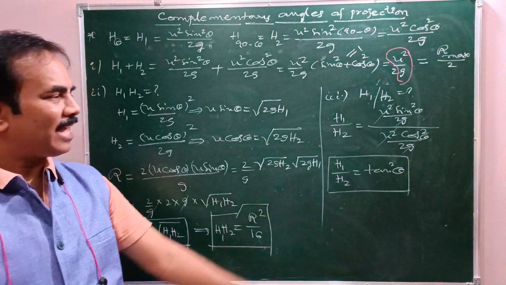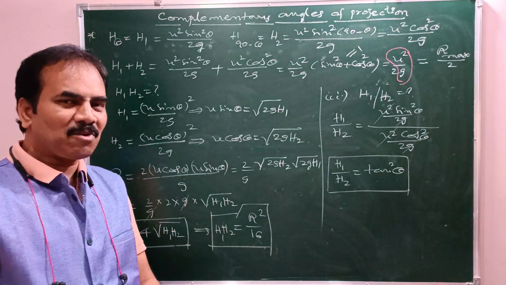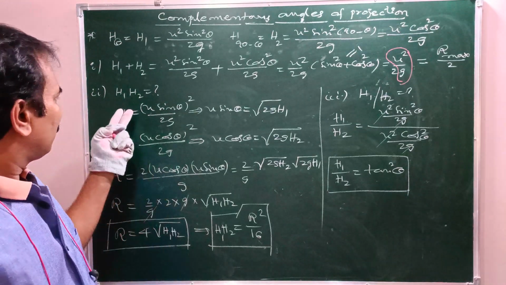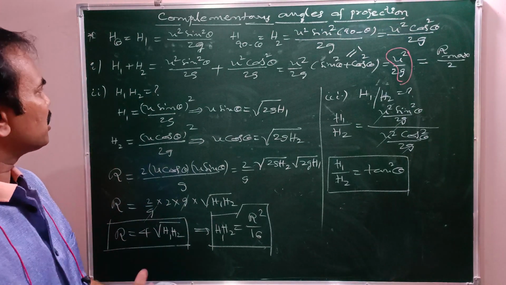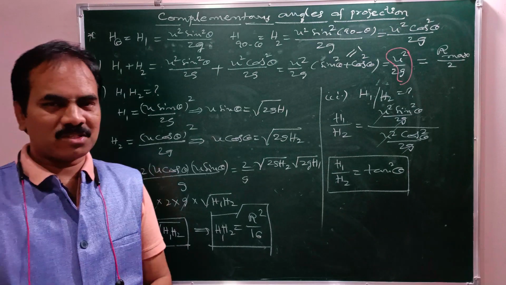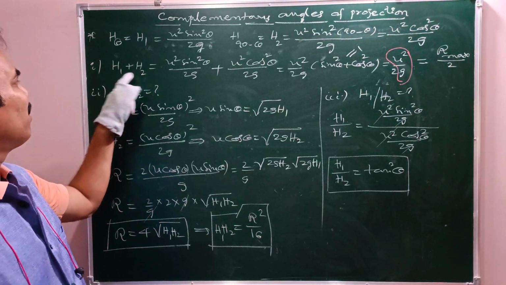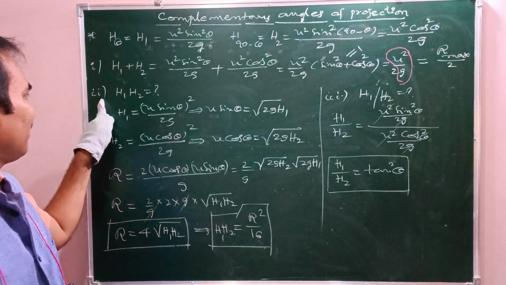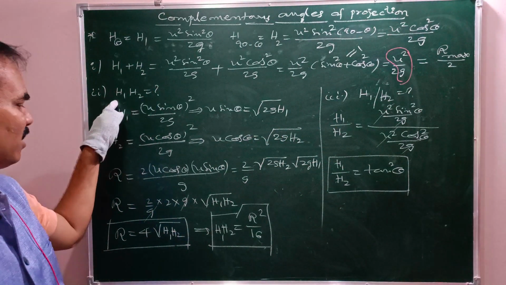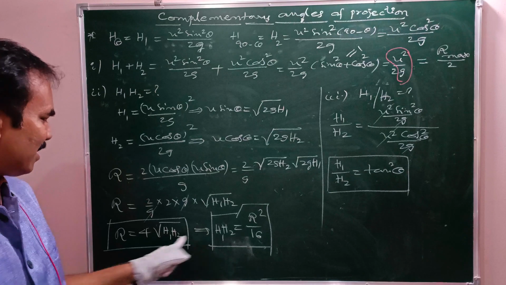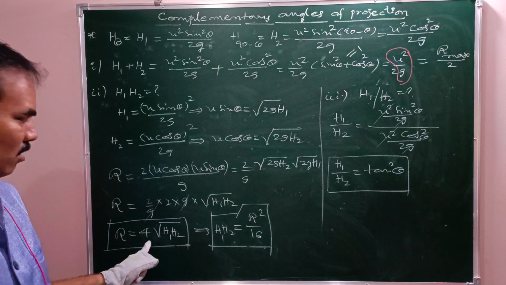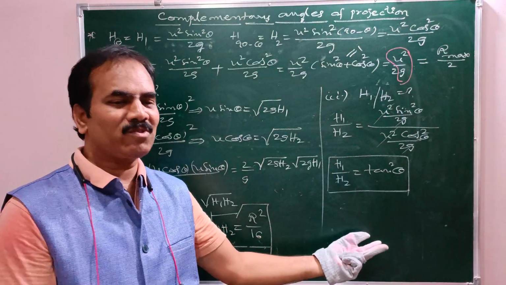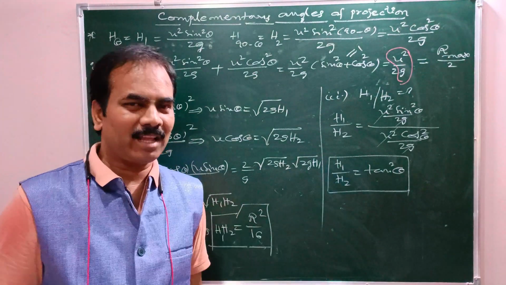h1 by h2 equal to tan square theta. So here, in case of complementary angles of projection, we have three relations in respect of maximum heights. First one, sum of the maximum heights, that is u square by 2g, otherwise R max by 2. In the second case, product of maximum heights, that is R square by 16, which implies that range equals 4 root h1 h2. In third case, ratio of maximum heights, that is h1 by h2 equal to tan square theta.